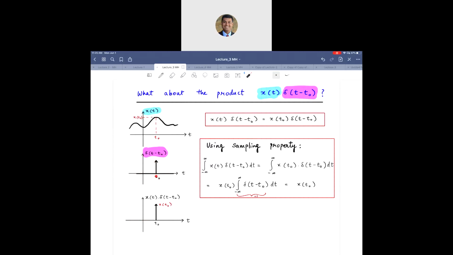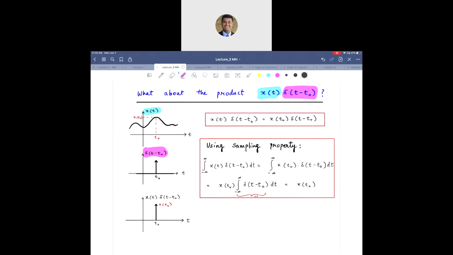However, at t0, you are going to multiply x of t with delta of t minus t0. So you are going to have to evaluate x of t at t0. So the area, the weight of this impulse you are going to end up with will be x of t0, which is essentially that value right there. But it will continue to be an impulse at t0. So we cannot simply write x of t0, we have to include delta of t minus t0, which is often missed, which is a common mistake.